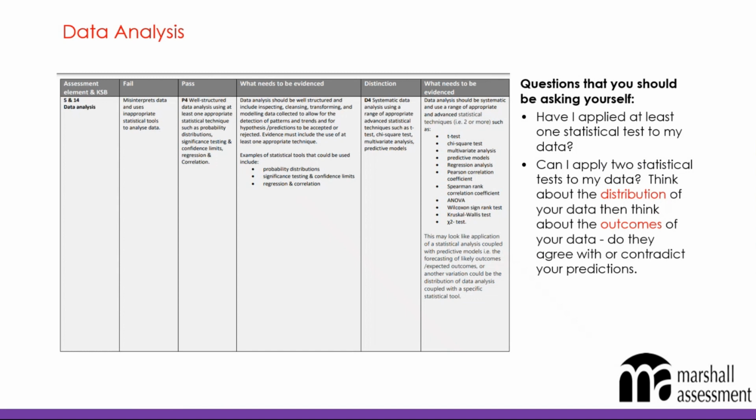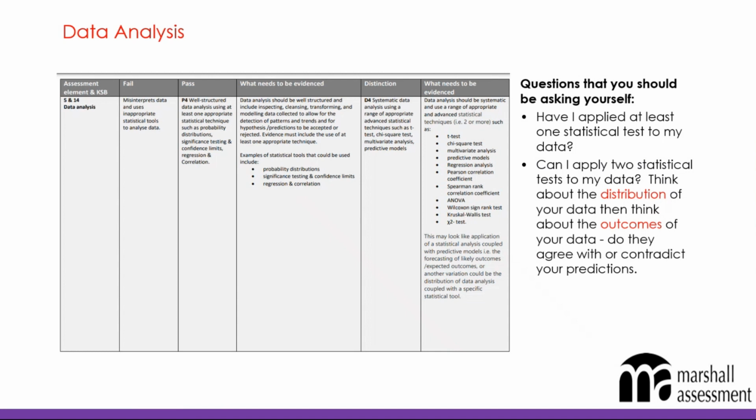So looking a little bit further on, back to the data analysis, this section corresponds to the knowledge, skill and behavior criteria in 5 and 14. So you can go back and reference that. It's all about data analysis. Within the assessment plan there is a description of what might mean that you fail. So if you misinterpret data and use inappropriate statistical tools to analyze the data, you will unfortunately fail that section. If you fail to meet any of those pass criteria and demonstrate evidence, you will fail. We'll talk about what that means in a moment.